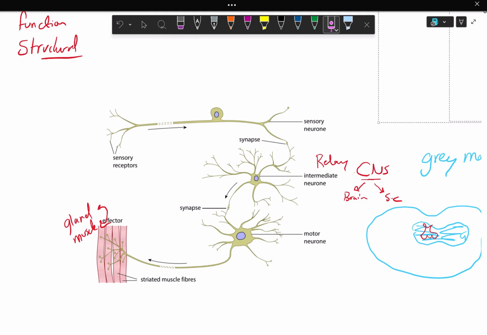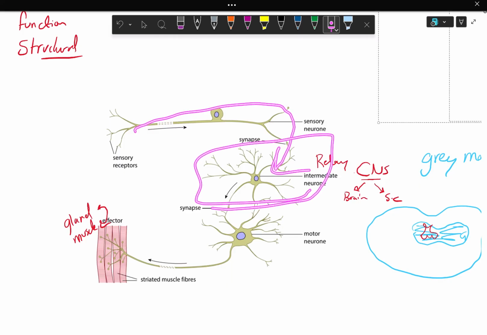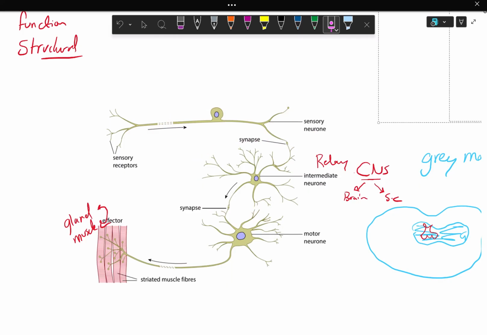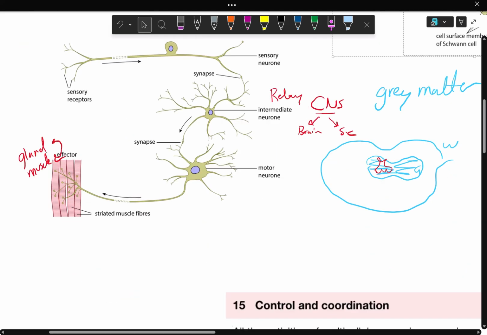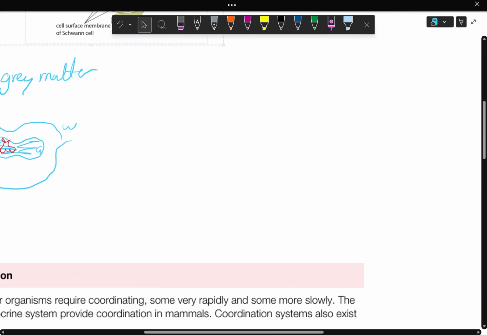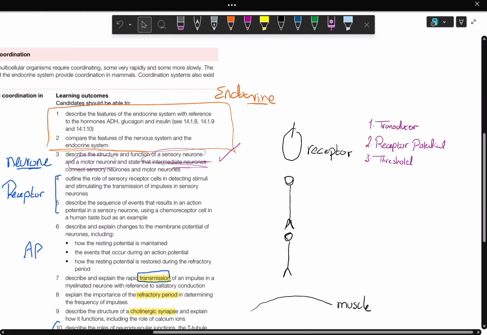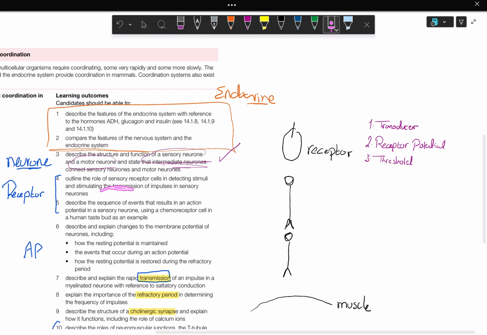Then this sensory neuron sends the impulse to the relay, which is in the center. This relay is usually in the spinal cord, also in your brain, but here the example we have is in the spinal cord, which is called the CNS. Then this relay sends the impulse to the motor neuron, and the motor neuron is connected to your effector, which is a muscle or a gland. So the question is, how do those receptors detect the stimulus? The second part of the spec is: outline the role of the sensory receptors in detecting the stimulus and the transmission. And the example we have is the chemoreceptor example.